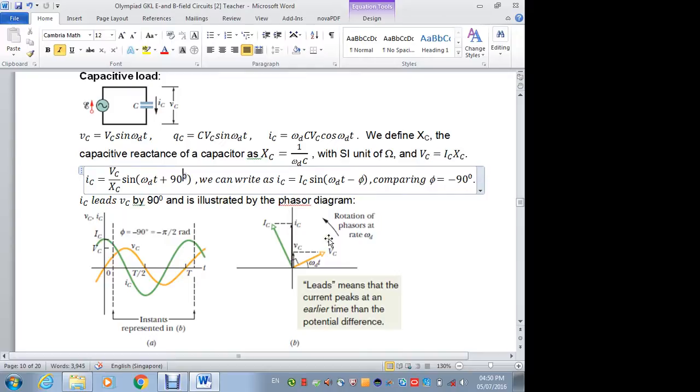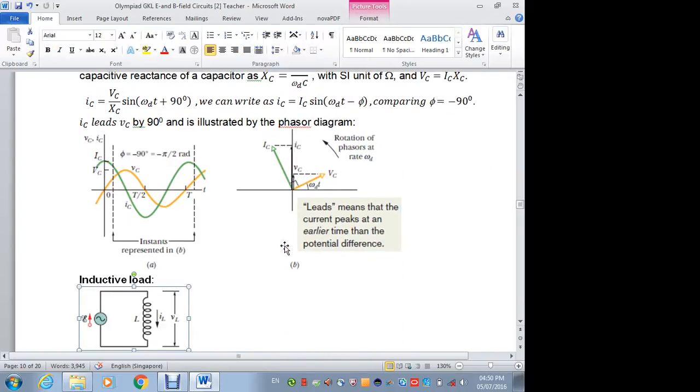So the current will lead. That means it will rotate to a bigger angle at an earlier time. This is called leading. Leading and lagging, we will come to this again in the chapter called waves. I will take waves in the H2 lecture. So not too bad, we'll redo this again.